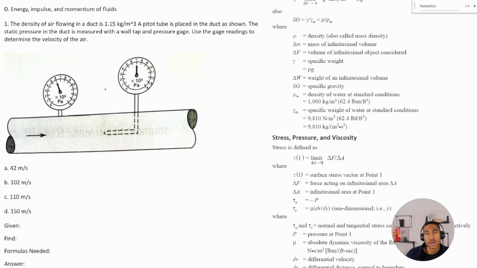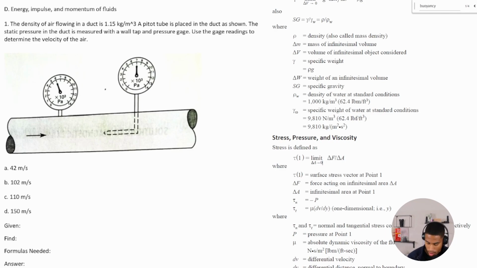All right, so welcome back to the last section of the fluid mechanics portion of the Civil FE exam review. Today we're going to be looking at energy, impulse, and momentum of fluids. So I got some interactive problems for today that aren't super complicated, but let's go ahead and get into them.